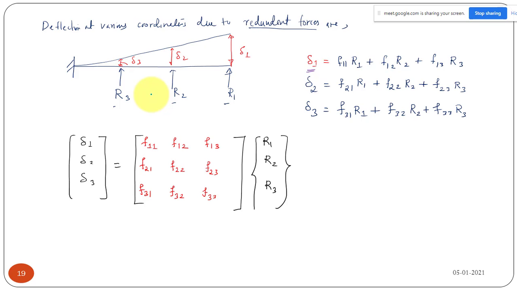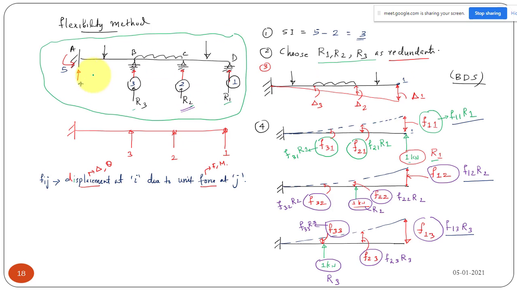So that means finally in the real structure, at this point, what should be the value of deflection? It should be 0, because there is a support. We cannot have any deflection. This deflection should be 0. All these points 1, 2, 3, in the actual structure we have a support, so your deflection must be 0 there.